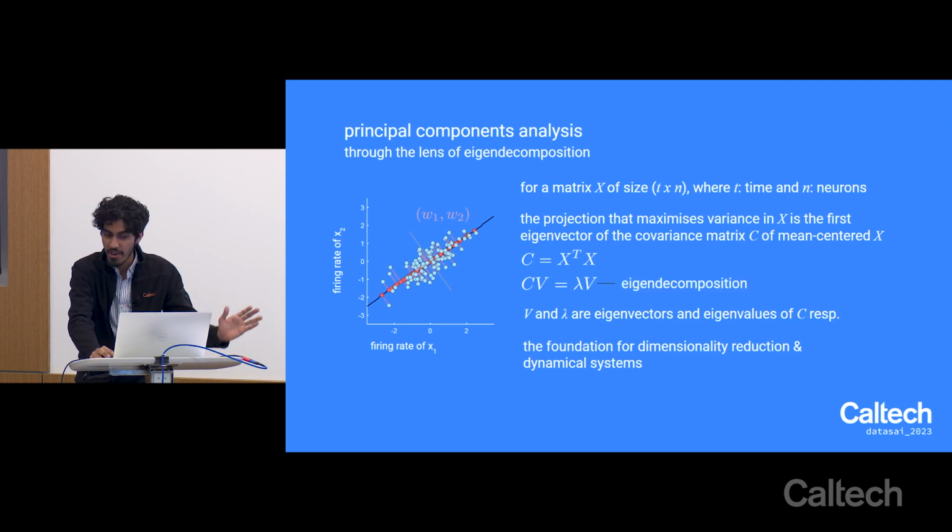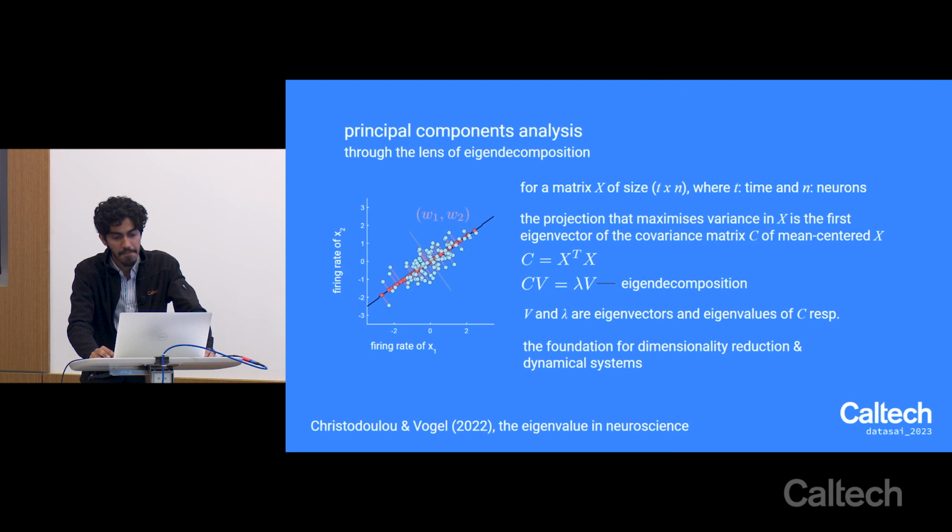OK, so this is one equation. Let's take a look at what this equation means. There's also some really good literature on thinking about the eigenvalue in neuroscience, which I'll link to at the end. All these slides are up on GitHub, so you can look at them when you need to.